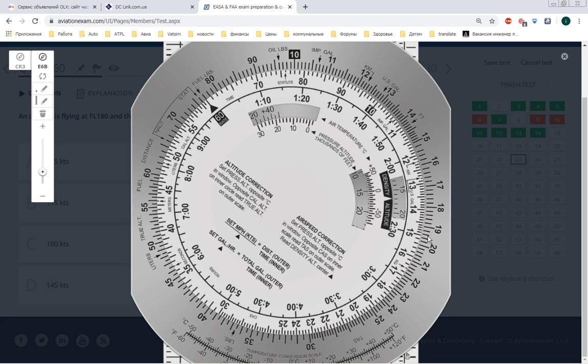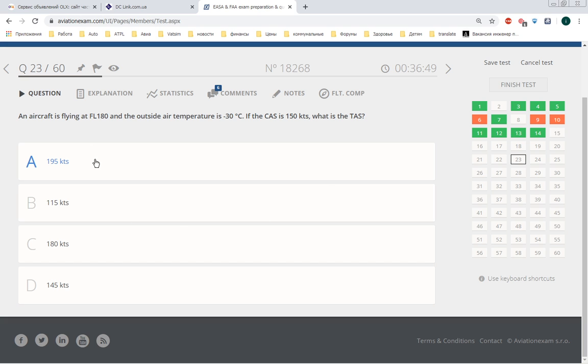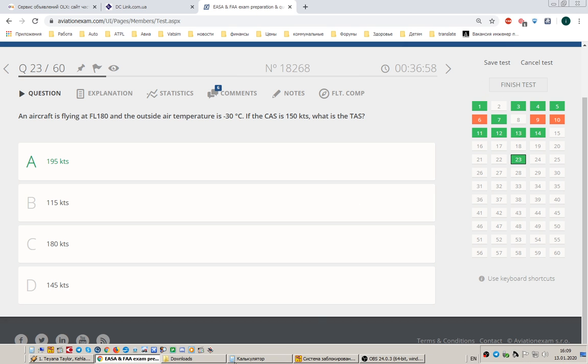And now we can prolong this line and see that the true airspeed is between 190 and 200. So the answer for this question is 195 knots, and here is the correct answer. Yeah, it's correct.